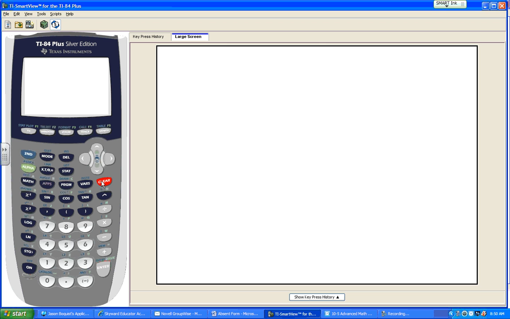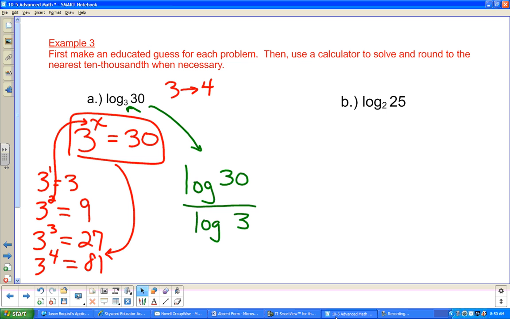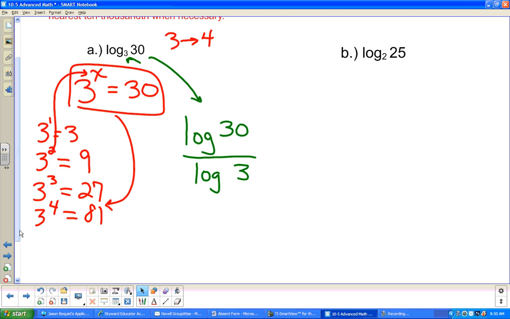So let's go back and see, I think the other one's log base 2, right? Well, let's see if we can do that one. First, let's make an educated guess. Let's find out what it must be between. Has somebody figured out what it must be between already? Or no?